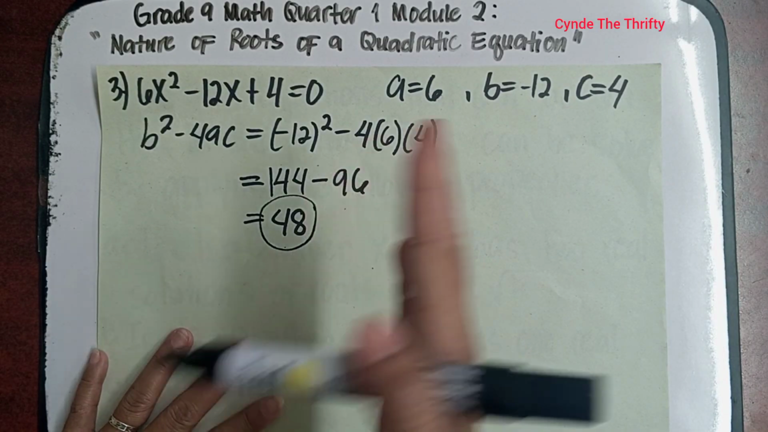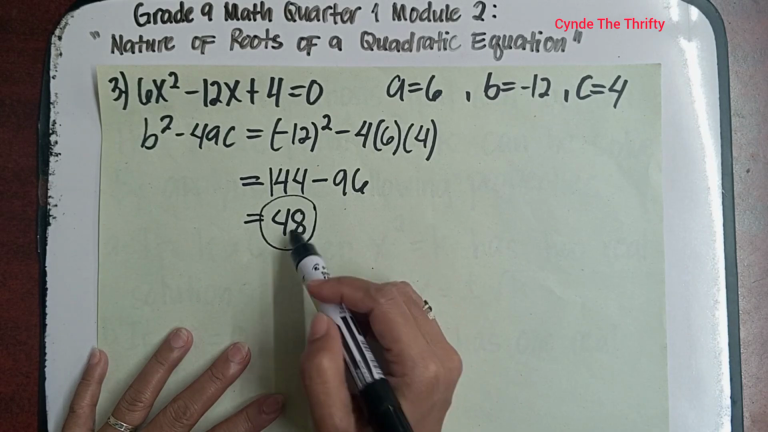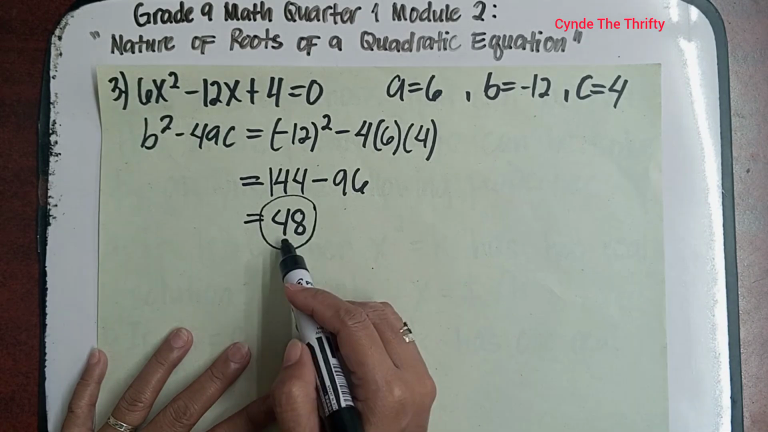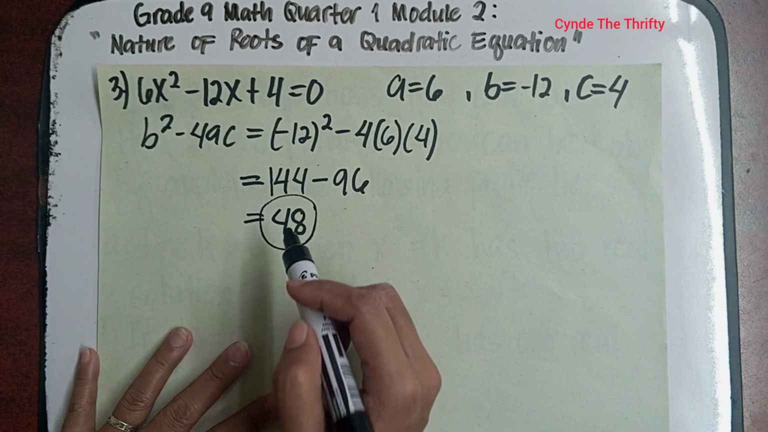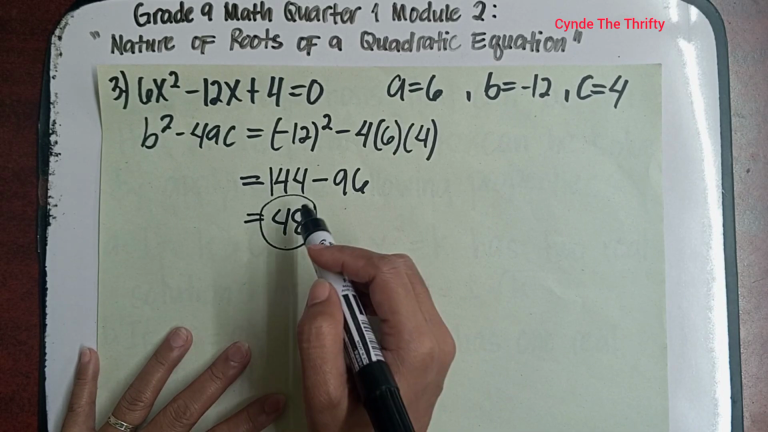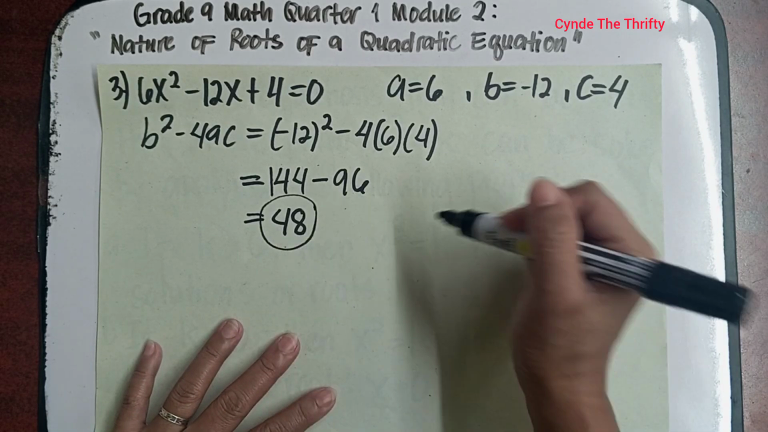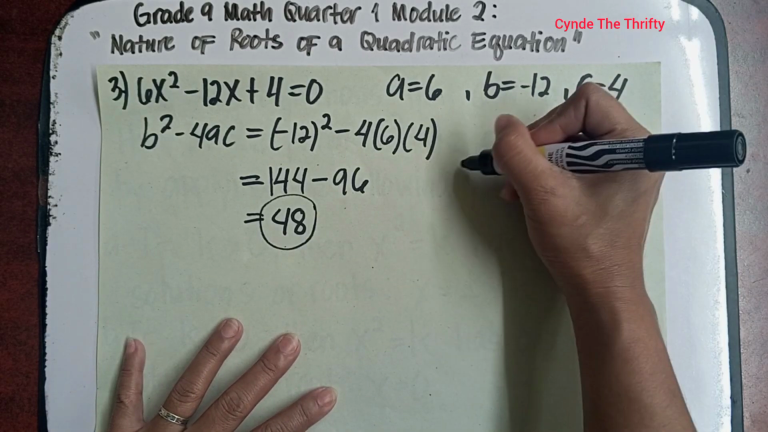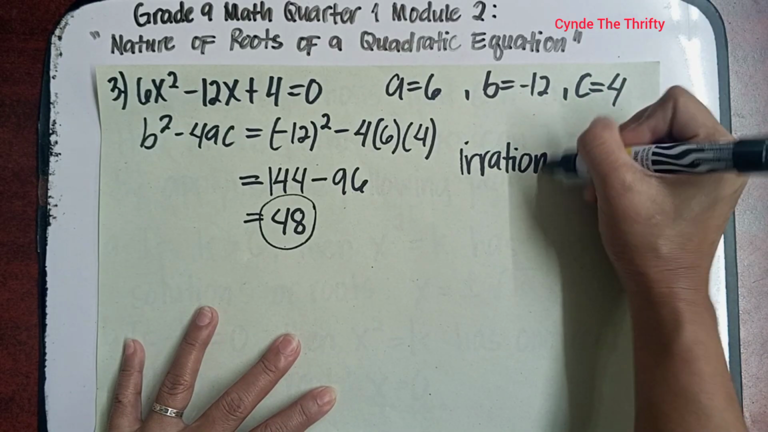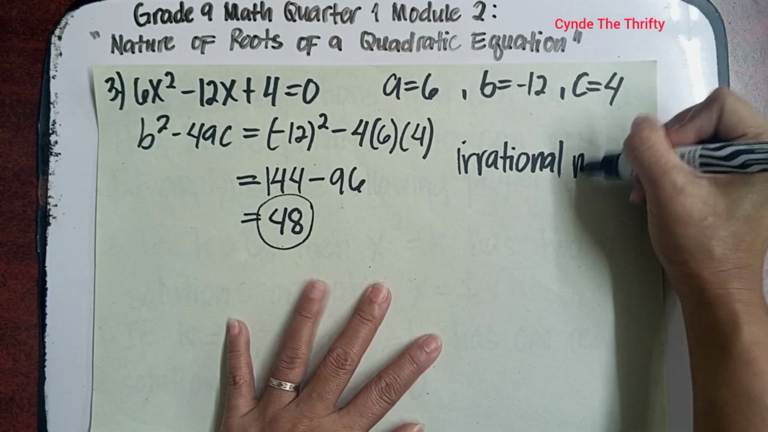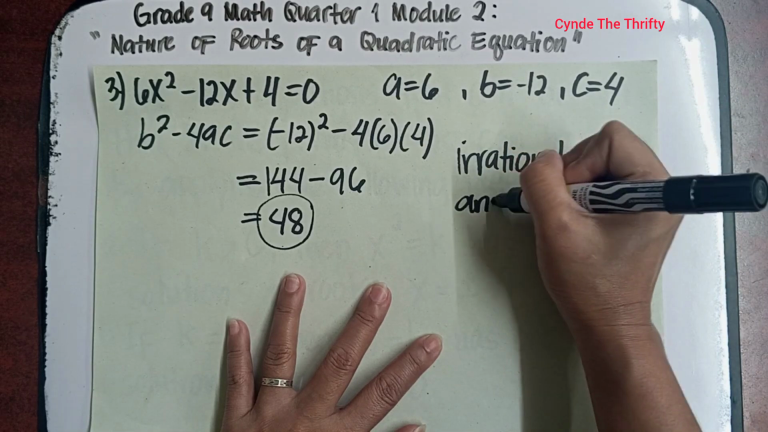Ngayon, i-describe na natin ang nature of roots natin. So, since the discriminant is greater than 0, si 48 is greater than 0, pero hindi siya perfect square, but not a perfect square, then the roots are, ano ang roots natin? Irrational numbers and are not equal. Okay, so irrational numbers ang ating roots dahil hindi siya perfect square. Irrational numbers and are not equal.